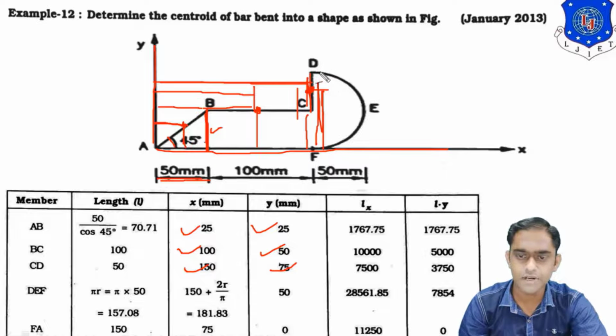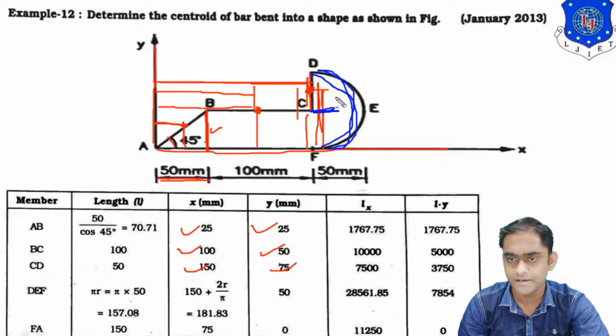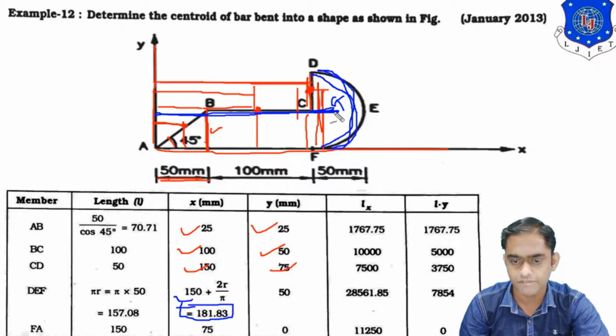Now let us check the semicircular arc. Let us check with a different color. This is the semicircular arc, suppose. Then this CG will be at a distance of 2r by pi. You already know the formula for this. Now from the y-axis, this total distance will be 50 plus 100 plus 2r by pi. So 150 plus 2r by pi, which will give the answer of 181.83. And from this CG, the vertical distance will be the radius of the semicircular arc, which is 50.